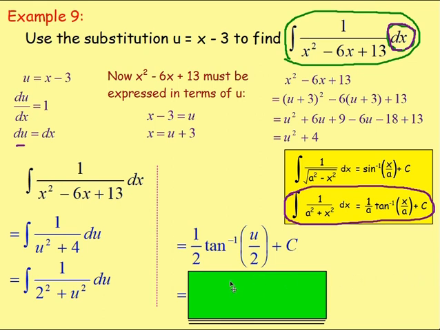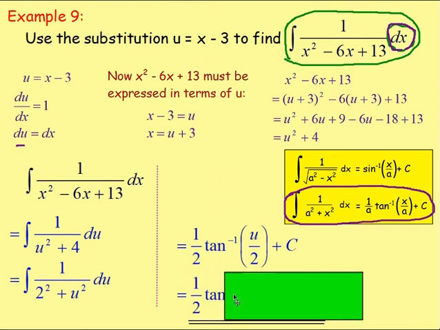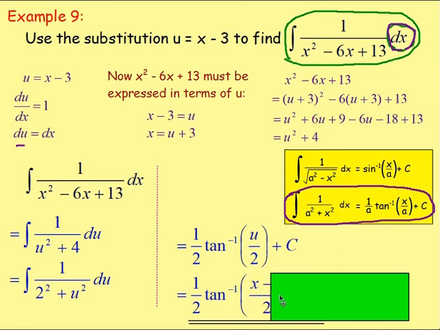And then from there, the final step would be, if we are integrating using this substitution, we would then replace u back with what it's equal to, and it's equal to x take away 3, which means we'd have a half tan to the minus 1 of x take away 3 over 2 plus c. And that would be your answer.